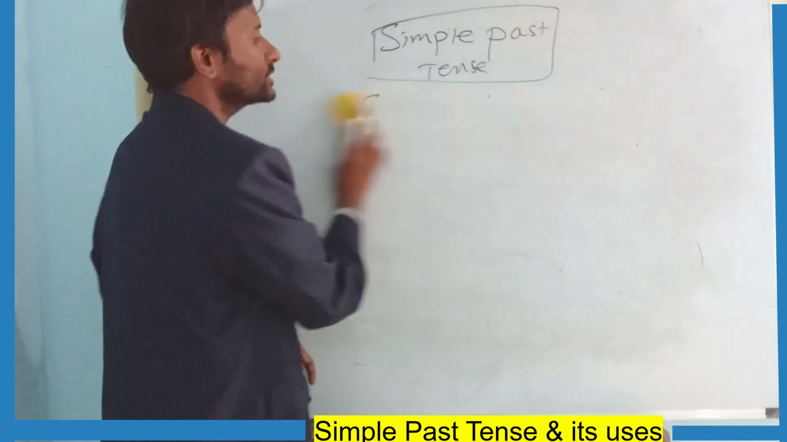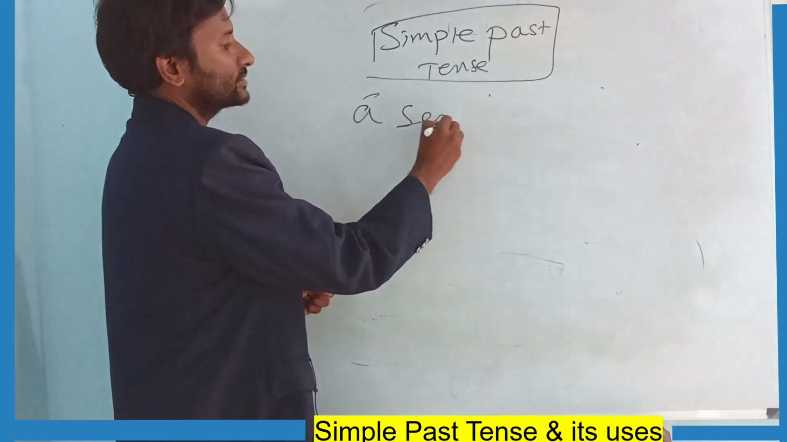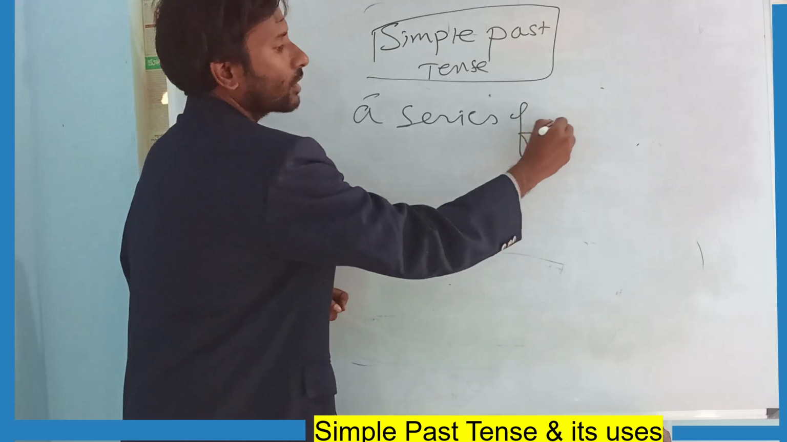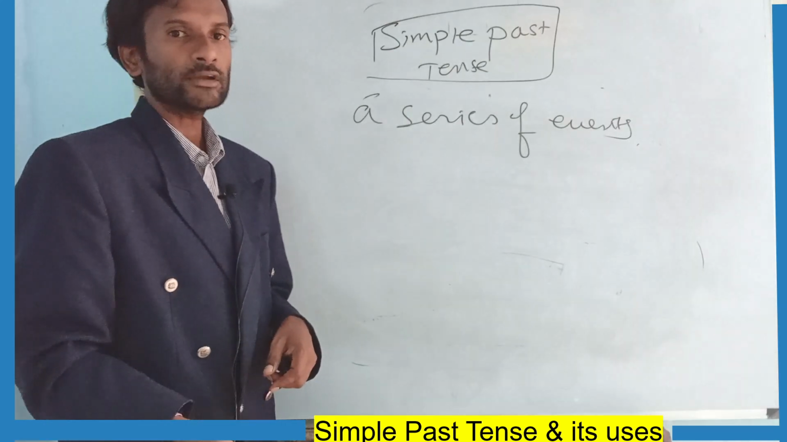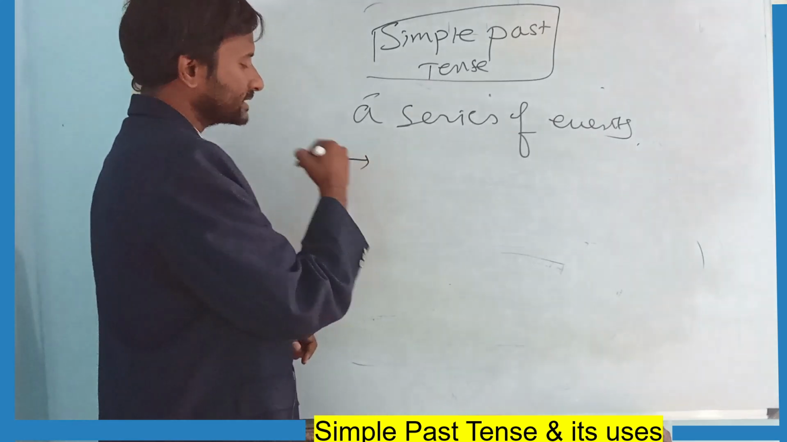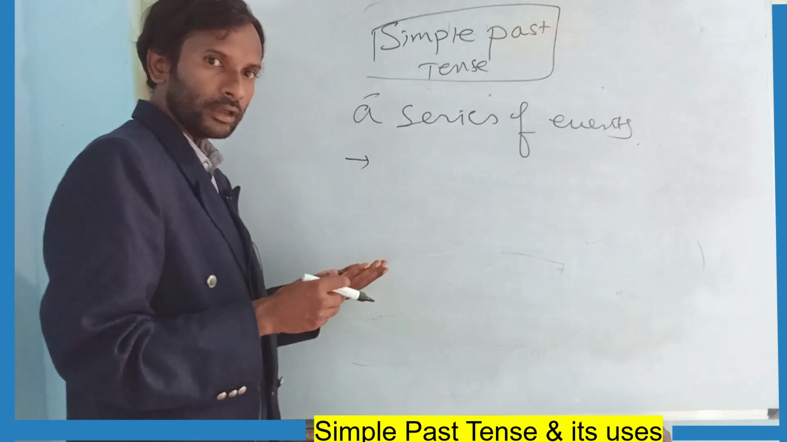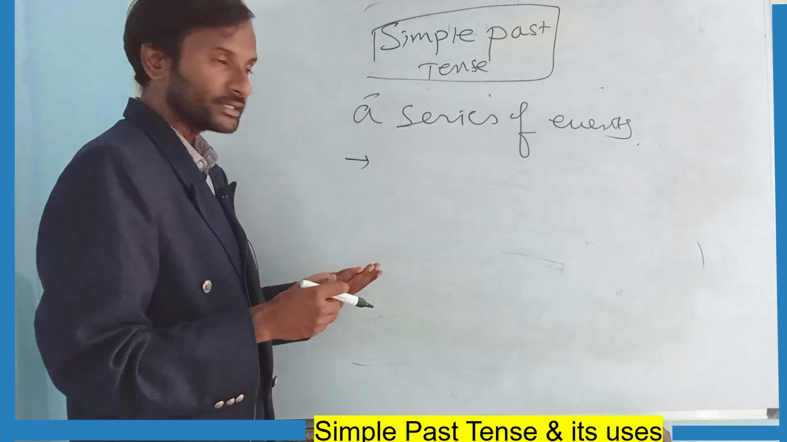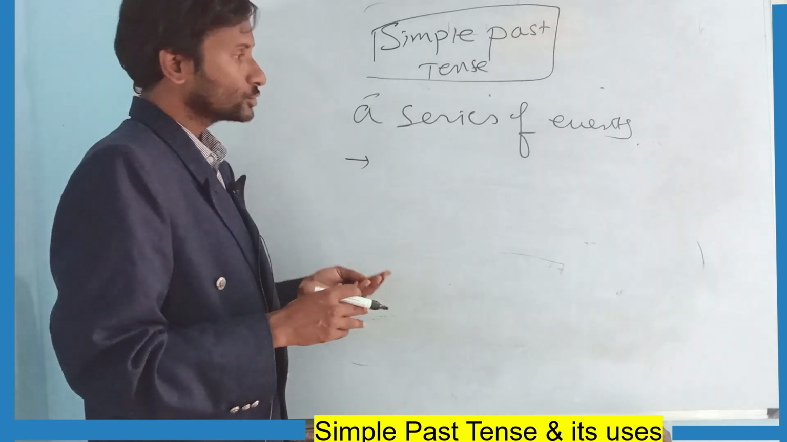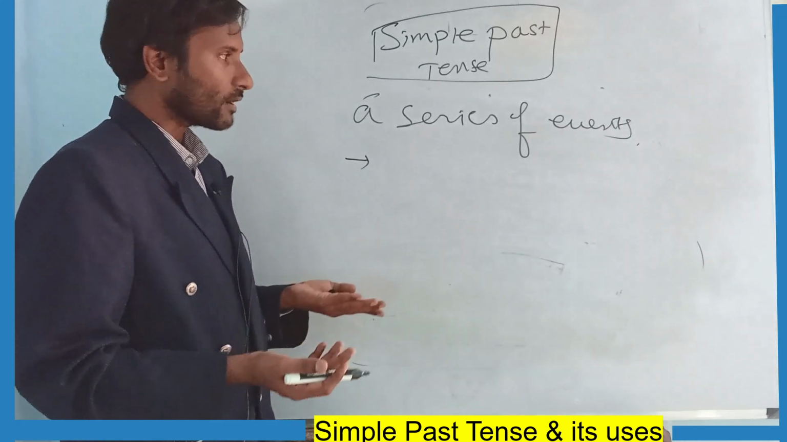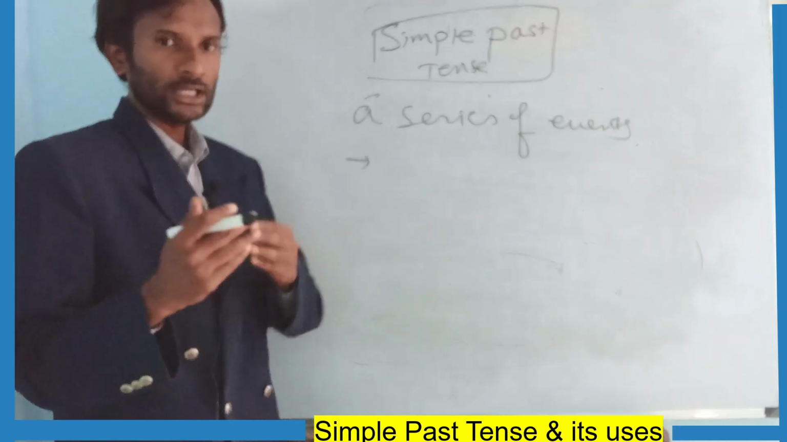And we can also use simple past tense for a series of events. Series of actions or events. Now what are those series of actions? Those actions could not be taking place every day, or those actions could not be a habitual action. So it can be a series of events happening at a particular interval.